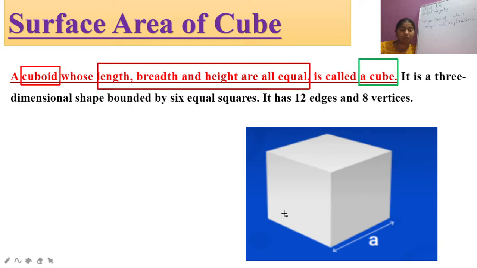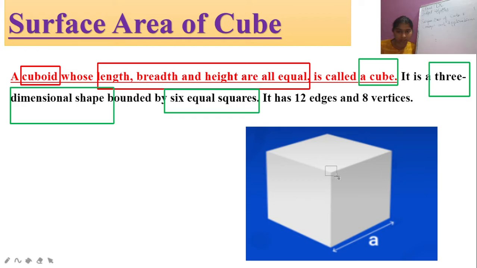So that's why, in the Rubik's cube where we saw the length, breadth and height, if all are equal, students, then it comes under a cube. It is a three-dimensional shape. It is bounded by 6 equal squares. So make sure, students, these are the 6 equal squares on the faces, right? 6 faces are there, and it has 12 edges and 8 vertices. The vertices are at the corners, and the edges are the line segments made by these faces.